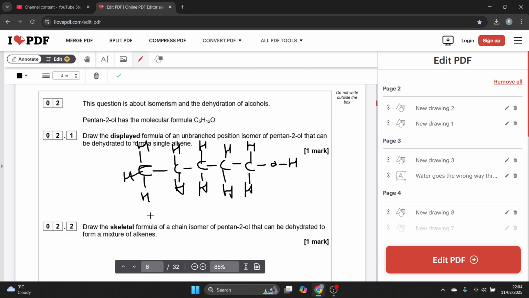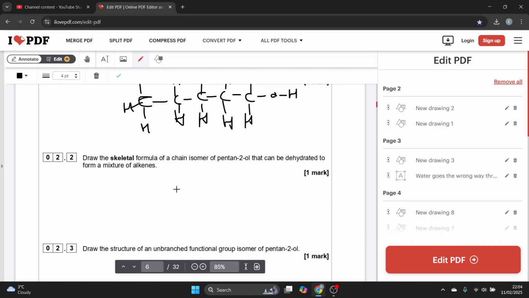Draw the displayed formula of a chain isomer of pentan-2-ol that can be dehydrated to form a mixture of alkenes. I'm going to look for something like methane, ethane, propane, butane, pentane, and yeah, 3-methylbutan-2-ol or 2-methylbutan-2-ol, because those two can be dehydrated to form a mixture of alkenes.